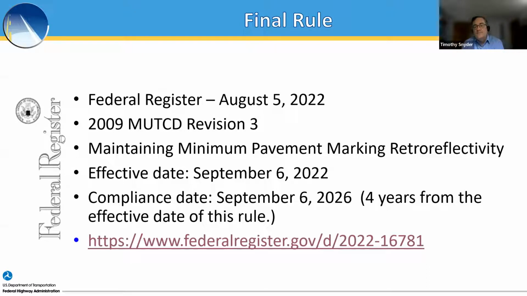The original notice of proposed amendment for this rule was actually published in 2010. There was a supplemental notice published in 2017 to address and clear up some of the comments and concerns that were in there. And so now here we are, August 5th. They published the final rule in the Federal Register. Its effective date was September 6th of this year, and then we have one compliance date emanating from this, which is September 6th, 4 years from the effective date.